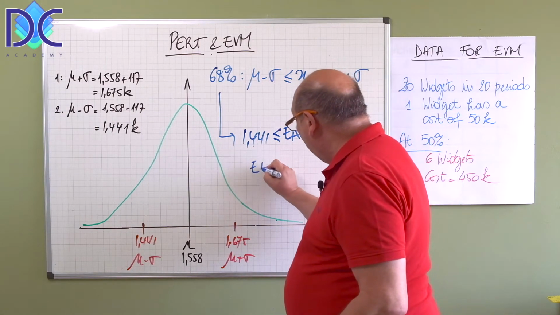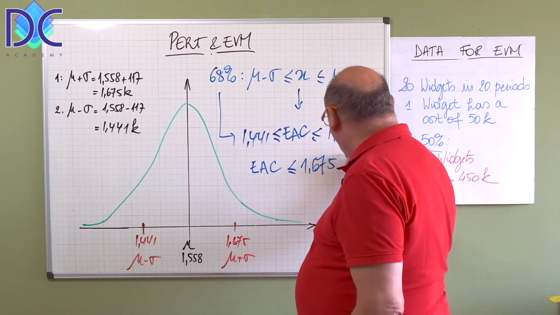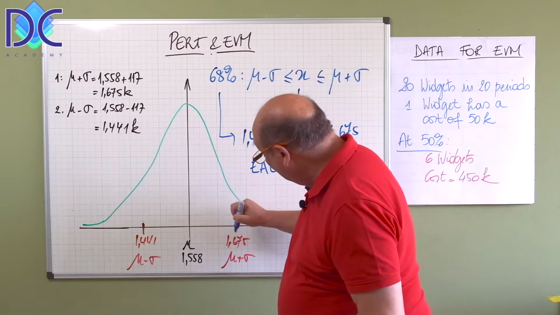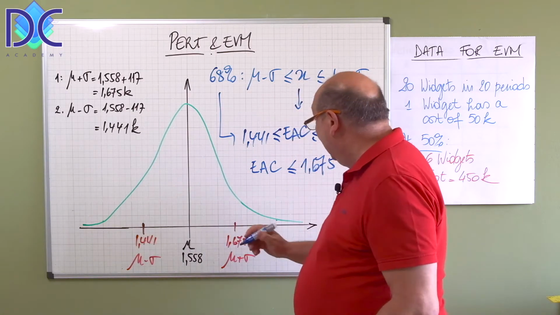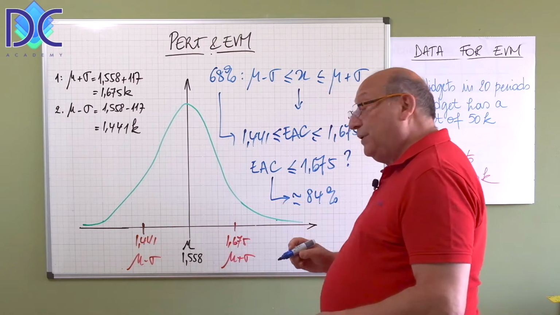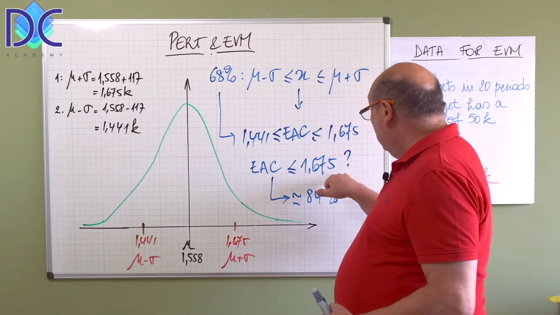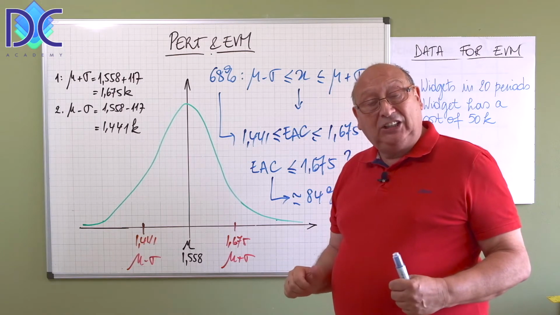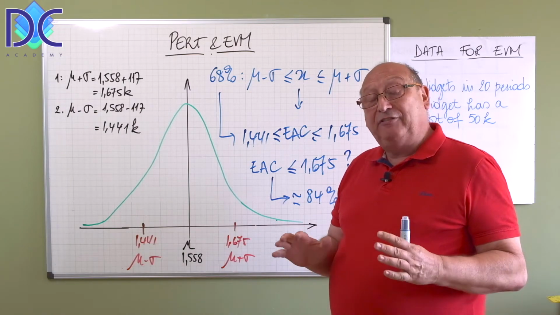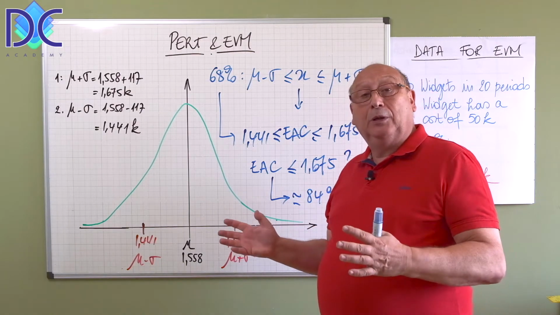that the estimate at completion is smaller than 1,675. What is the probability here? When we look at this, this is 34%, this part, and this is 50%. So the probability here is approximately 84%. So we can say that there is an 84% chance that my estimate at completion will be less or equal than 1,675K. It also means that there is a 16% probability that it will be more.